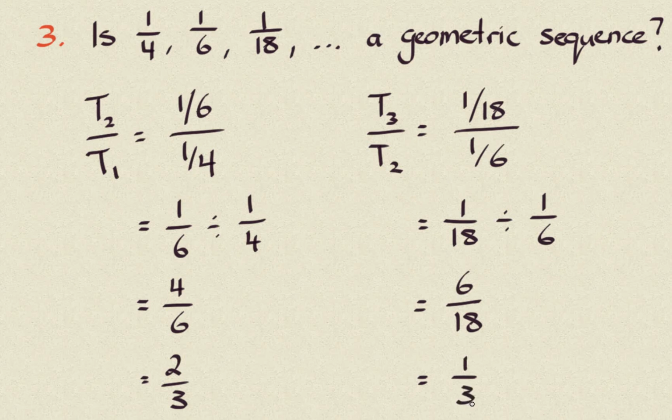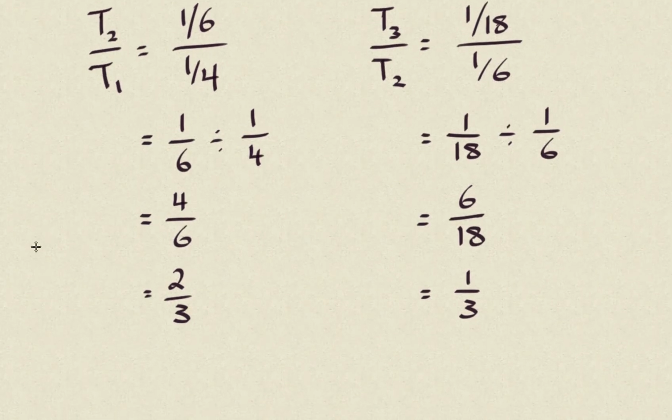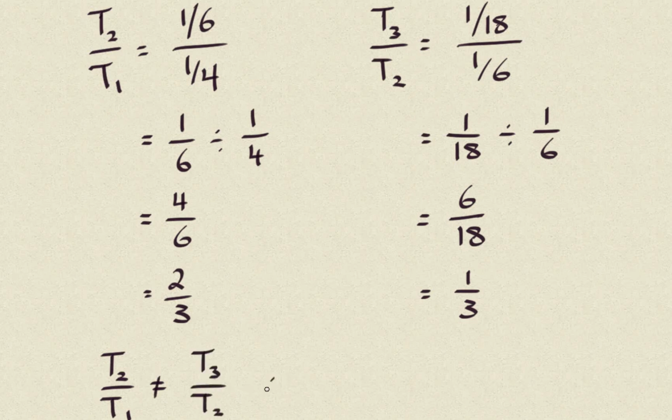1/3. So we can see that this r value is not the same. It's not actually a common ratio. So because we don't have a common ratio, since we've shown that T2 on T1 is not equal to T3 on T2, then we don't have a geometric series. And that's how we would answer example 3.